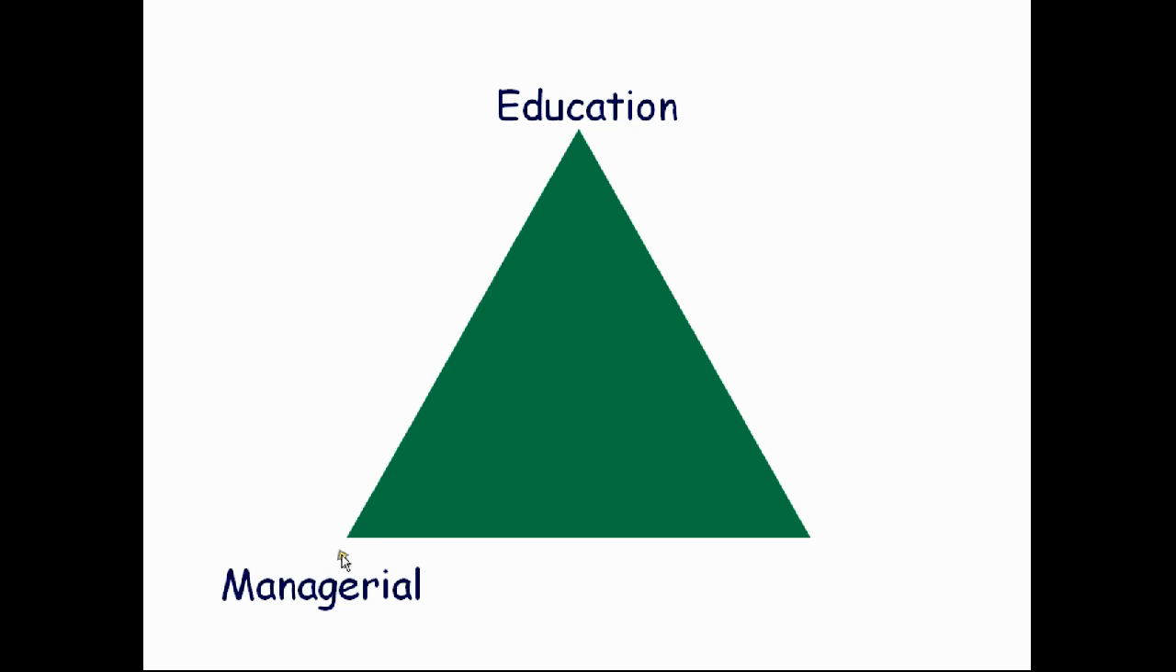The second part of the triangle is managerial. A supervisor holds the balance of your practice. So as a supervisor, I would be ethically responsible for my supervisee. If they disclosed something that was unethical and I didn't act on that, I could be held accountable for that by the ethical body. So there's a managerial aspect.